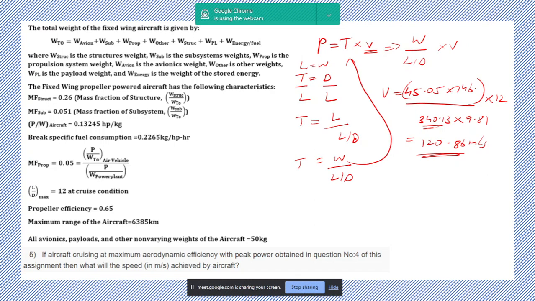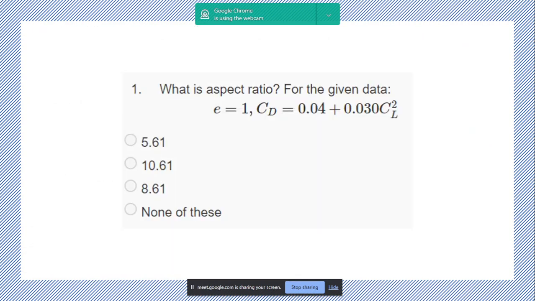Now let's look over a few questions that are basically a revision of various concepts that we've studied in this course. It's fairly simple, just go with it. What is the aspect ratio for the given data? They've given you the Oswald's efficiency factor and they've given you the drag polar. How will we find the aspect ratio?